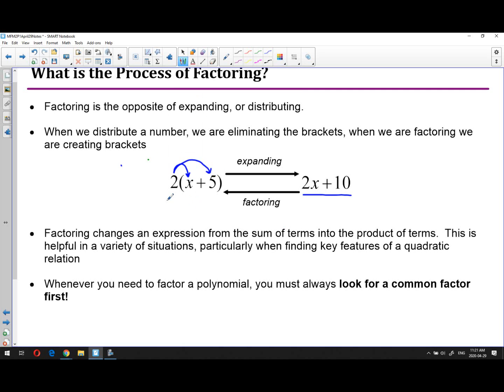In this case, the two terms being multiplied would be the first term, 2, which is a monomial, multiplied by our second term, which is a binomial. So it's 2 multiplied by x plus 5. That's what factoring is. We're changing an expression from the sum of terms into the product of terms. This is really helpful, especially when we start looking at quadratic relations. We'll look at that in the next unit.